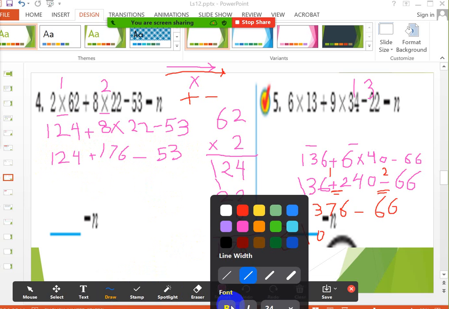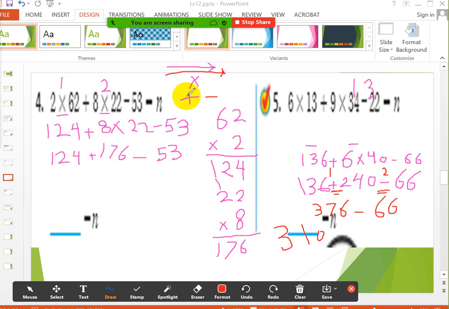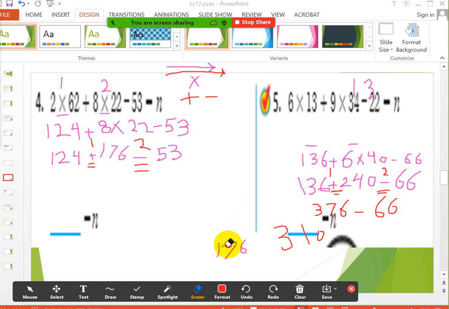After that, what do I have to do? I have to do the plus and minus from the left to the right. So I will start with this one. This is the first operation and this is the second one. So it will be addition first, then I will do the subtraction. So I will add 124 to 176. Let's do it. 124 plus 176.